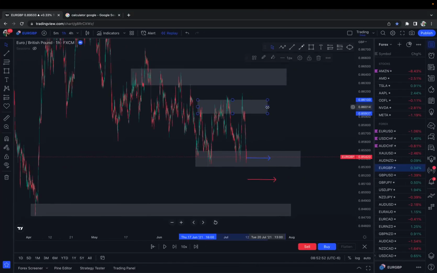And if we're right, I guess we'll just close somewhere up here, maybe at a lower high since it looks like price is kind of coming down. But we'll see how it plays out.